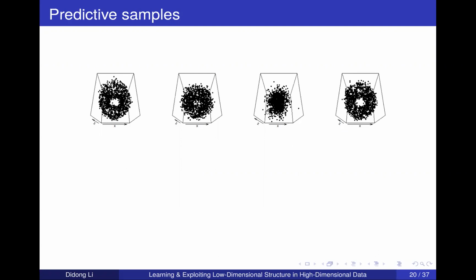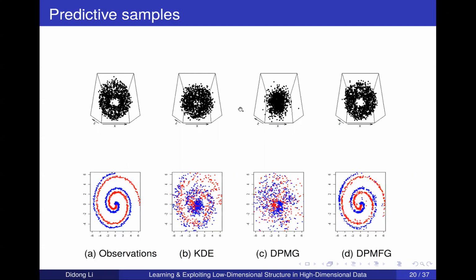For others, because essentially the Gaussian distribution is supported by the entire space R3, you cannot see the hole in the middle. Similarly, you can also try a labeled data set. For example, we have two classes of data, and we can separately estimate the density of the two classes and generate new samples. You can see that only the DP mixture of Fisher-Gaussian can recover this low-dimensional geometric structure.